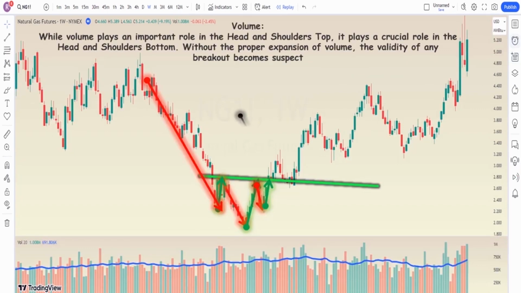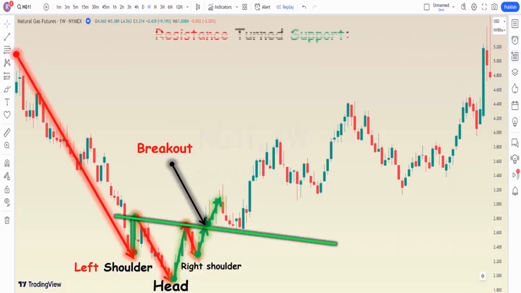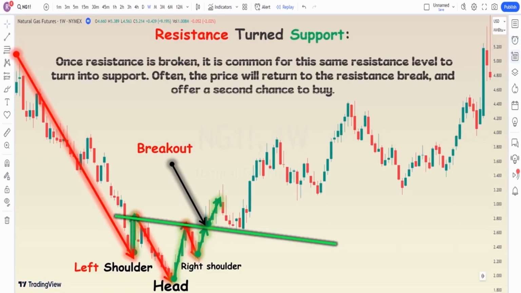Volume. While volume plays an important role in the head and shoulders top, it plays a crucial role in the head and shoulders bottom. Without the proper expansion of volume, the validity of any breakout becomes suspect. Resistance turns support. Once resistance is broken, it is common for this same resistance level to turn into support. Often, the price will return to the resistance break and offer a second chance to buy.